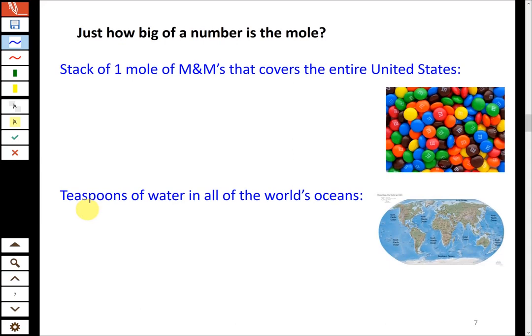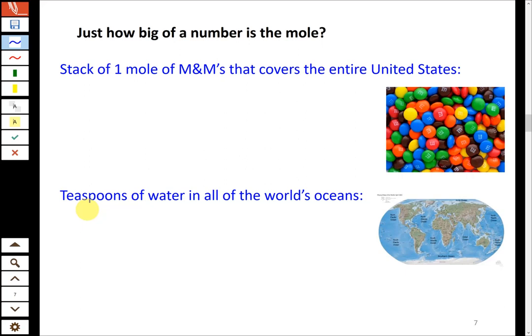All right, so let's say we took 1 mole of M&Ms and we were going to stack them over the entire United States of America. So we're going to lay them down next to each other, perfectly packed layer, stack them over the entire United States of America, and then we're going to keep stacking additional layers on top of that until we've finished up our mole of M&Ms. Now, does anybody have a guess for how many layers that would be?